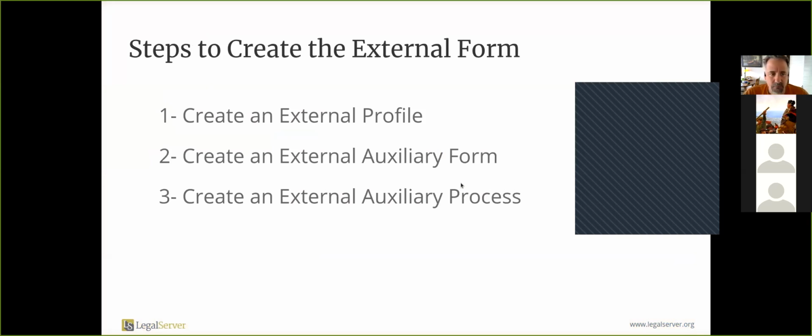To create this, the first thing you have to do is go into admin and create an external profile. Then you create an external auxiliary form. So what we're building is the profile, which is what folks are going to see. You need to create an external auxiliary form and an external process, so you're going to put the form on the process. All this should be available to you right now. If you go into admin, you'll see that you can create these things: a profile, a form, and then a process and external forms.